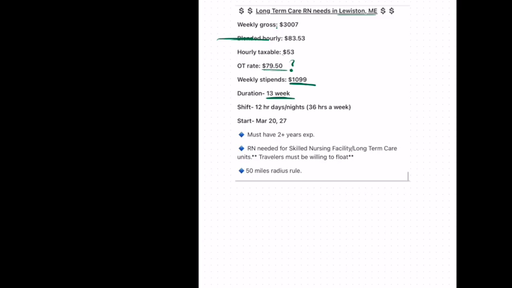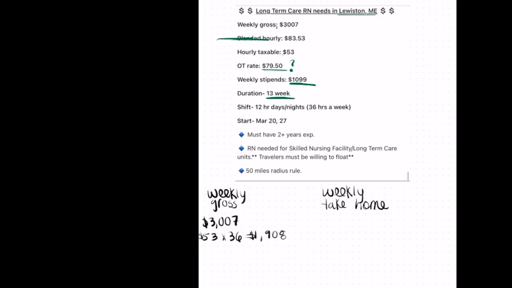And now let's get into the weekly rate. So weekly gross, weekly take home. It actually tells you here your weekly gross is $3,007. So you don't really need to do any calculations for it, but what they did was take $53 an hour times 36, $1,908, and your stipend is $1,099, which gives you $3,007.